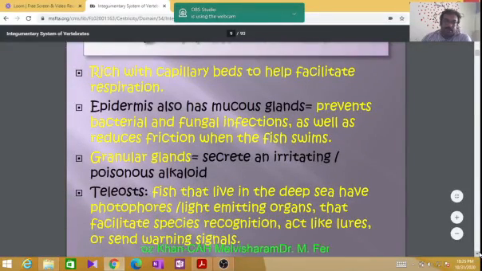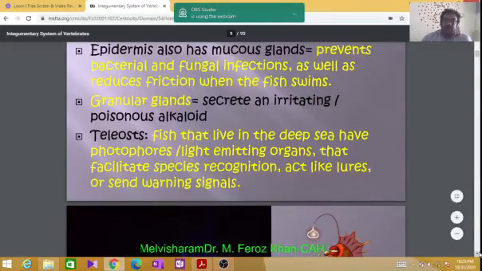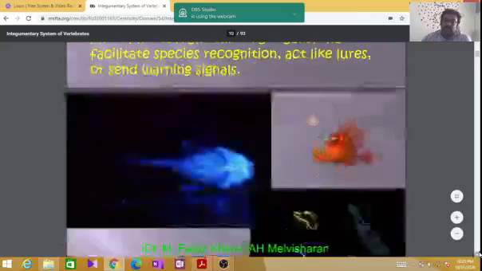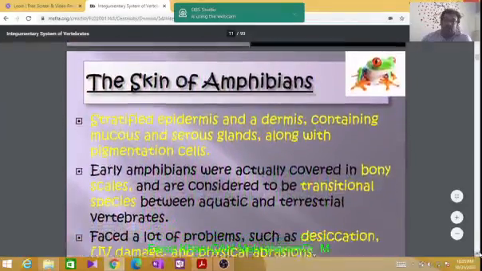They prevent various infections and they secrete substances such as poisonous alkali from the glandular glands. In teleost fishes, which live deep inside the sea, they have photogenic light-producing cells. The skin is modified into light emitting organs like lures or to send warning signals. See this example. Then comes the skin of amphibians.